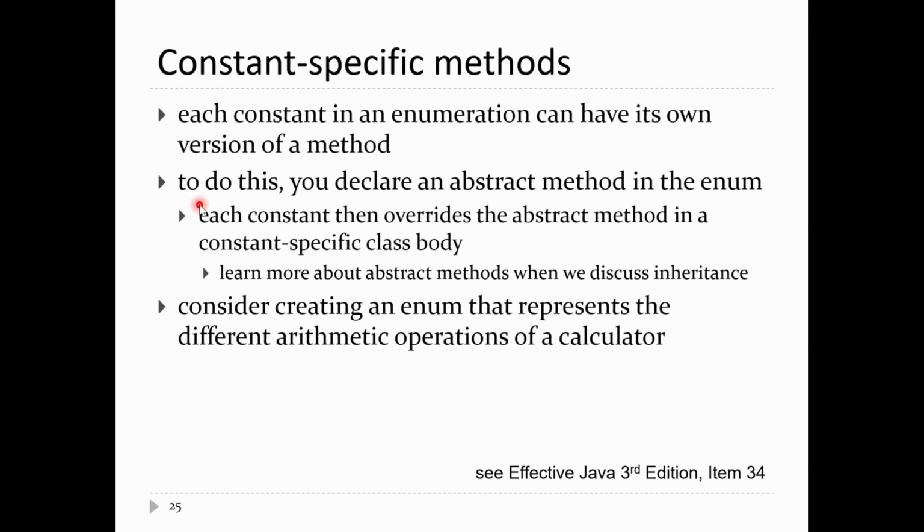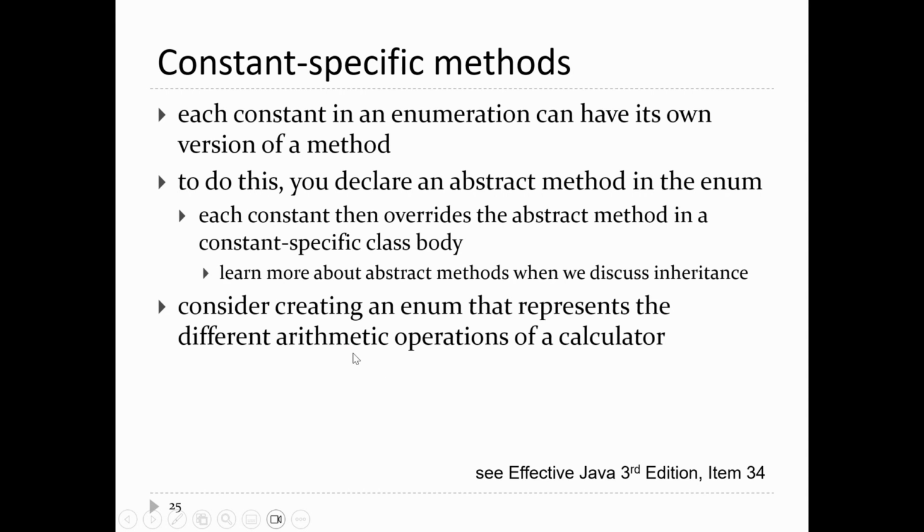Now, if you want to do this, what you do is you declare what's called an abstract method in your enumeration. An abstract method is a method that has no implementation. It's just the method header. So it's the same thing as having a method in an interface. Remember, in an interface, all the methods have no implementations. They are all examples of abstract methods.